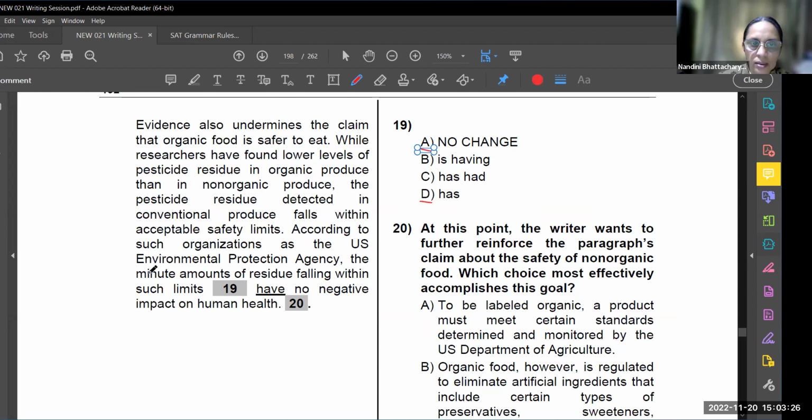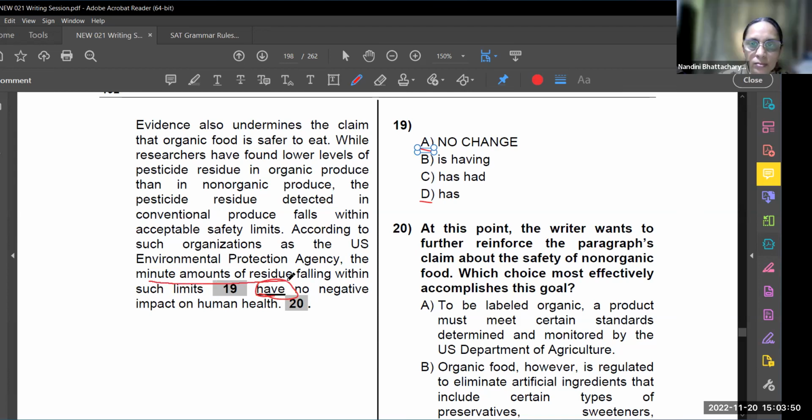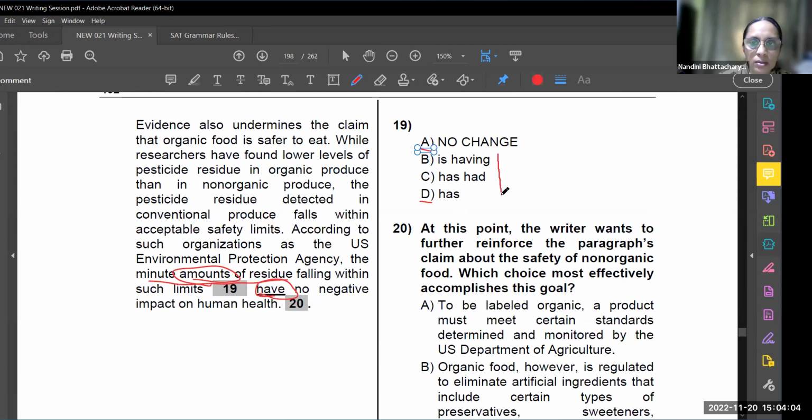According to such organizations as the US Environmental Protection Agency, the minute amounts of residue falling within such limits have no negative impact. So what is this have referring to? The minute amounts of residue, right? So minute amounts of residue, that is a plural. Yeah. Right. So it should be we A. has, had, has, or is having. These are all singular. Yeah, so we will go with no change.